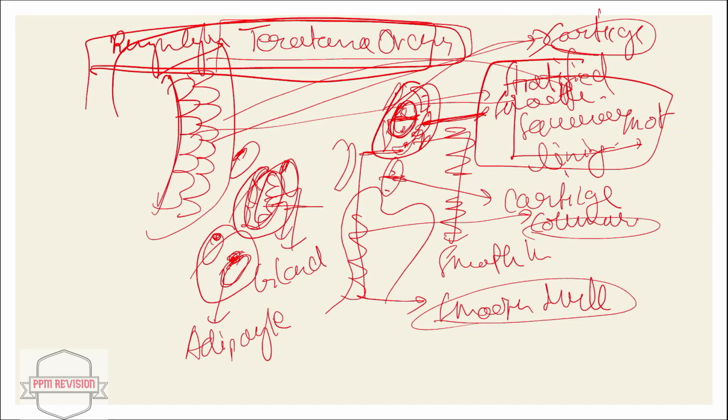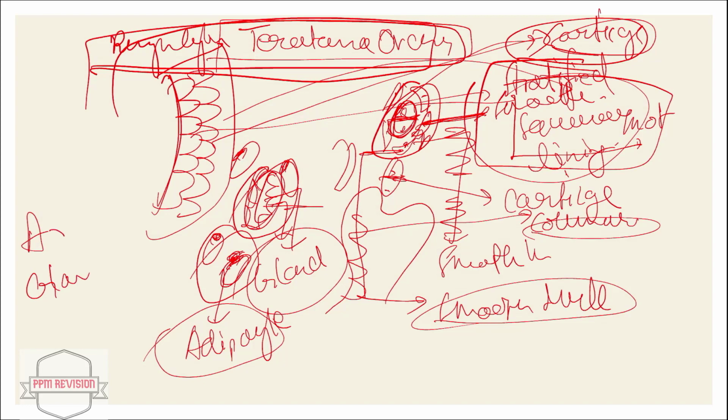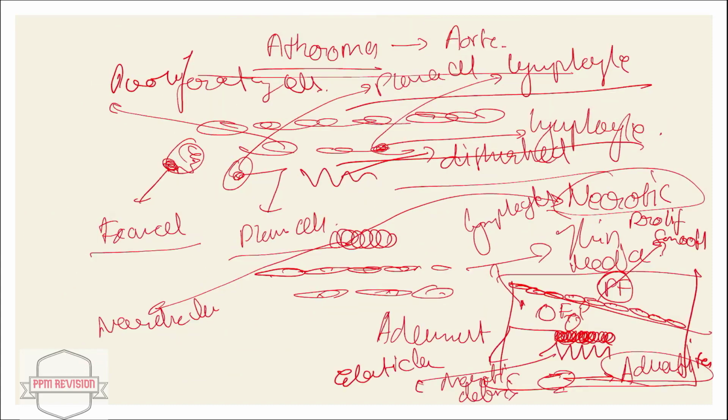Moving ahead, there is the benign teratoma ovary. Here there is cartilage. There's presence of smooth muscles. Here there's presence of adipocytes. There's presence of gland. Here adipocytes, gland, adipocytes. There's presence of cartilage, and there's presence of smooth muscles as well. Okay. So moving ahead, there's atheroma.